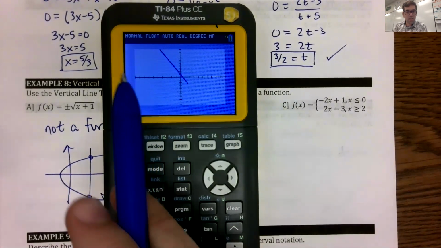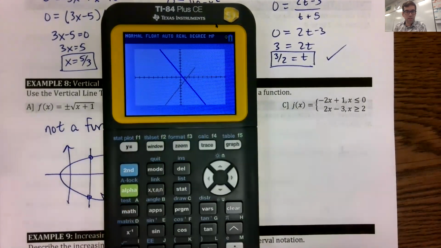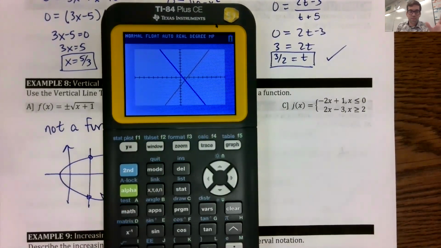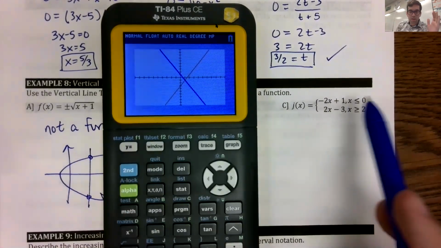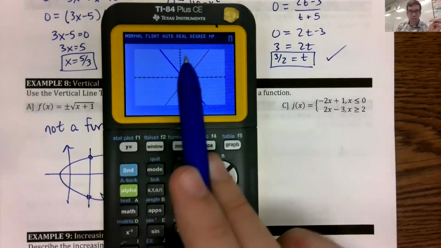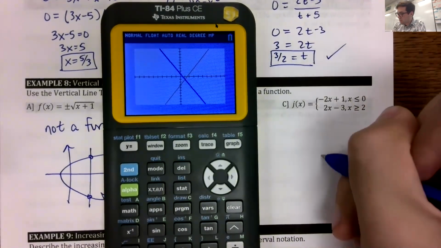Okay, so there's our negative 2x plus 1. And there's our 2x minus 3. Okay, so here's the deal. Right now, that looks like it doesn't pass a vertical line test. But remember, this is a piecewise. It only uses both of these lines at certain points. So I'm actually going to try to sketch this.